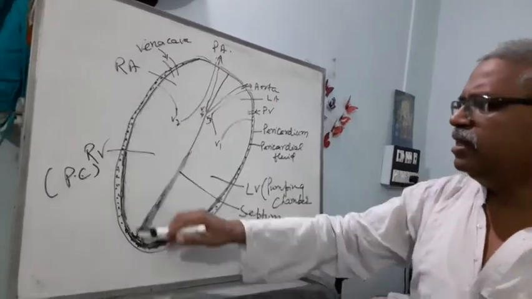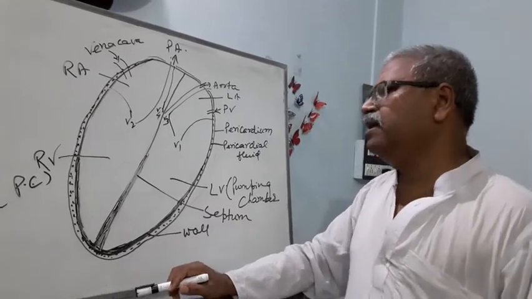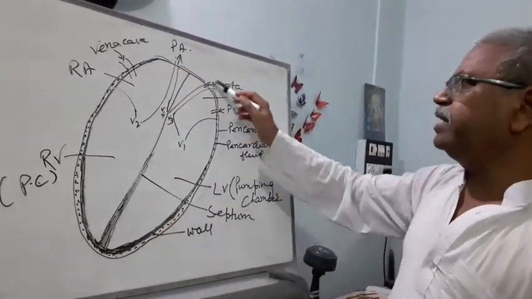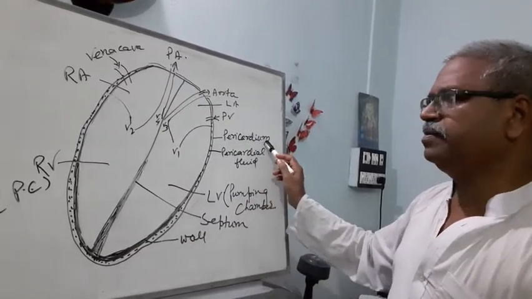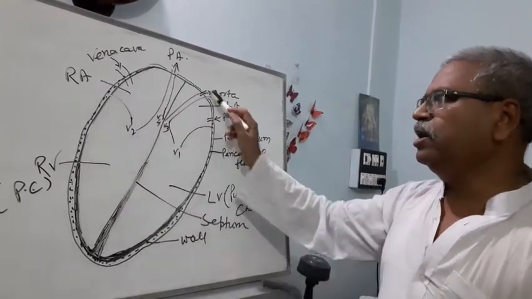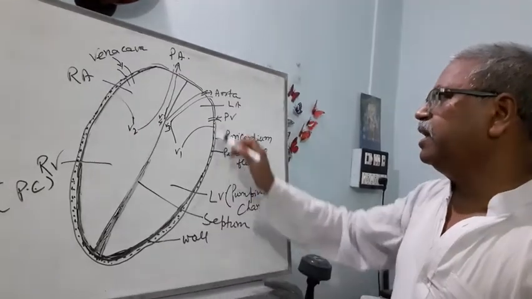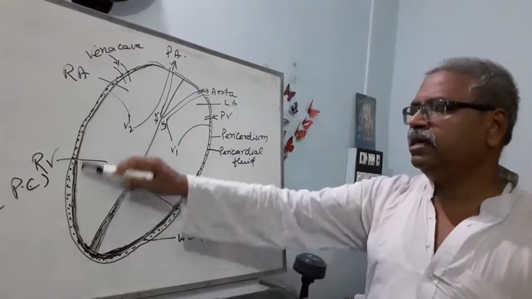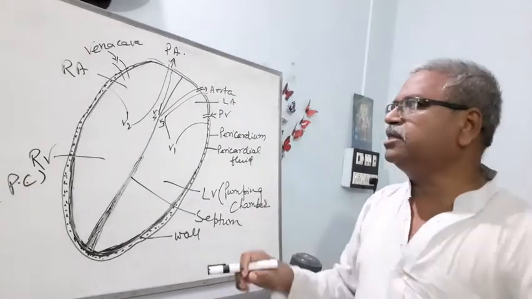Just see the internal structure of this heart. This is a membranous covering known as pericardium. Inside the pericardium, there is a fluid which protects this structure from shock. This wall of the heart is made of cardiac muscles.